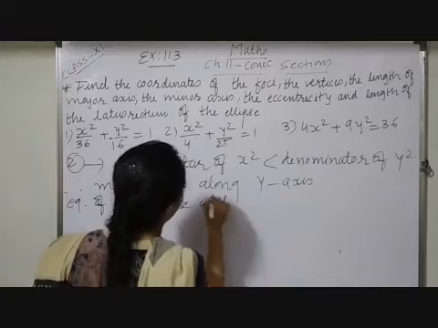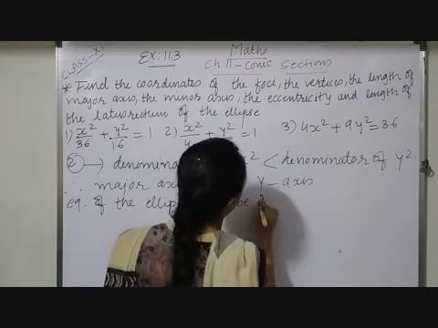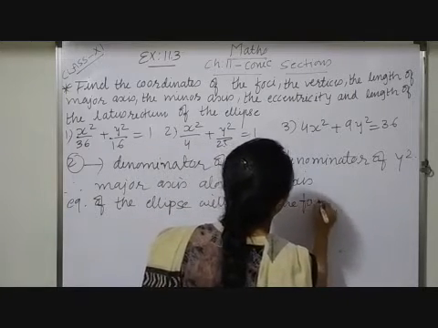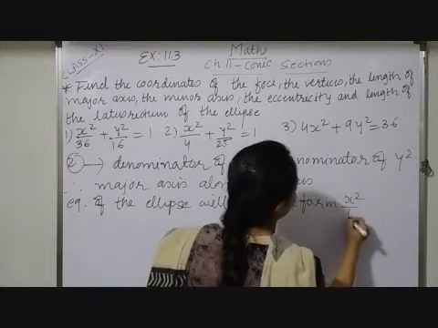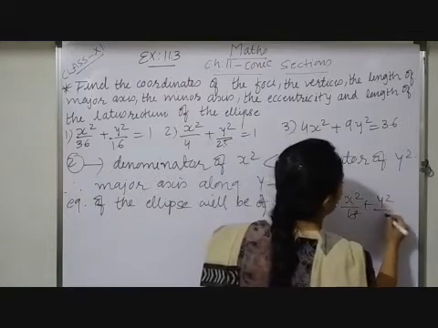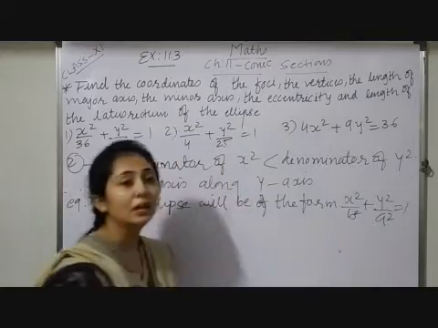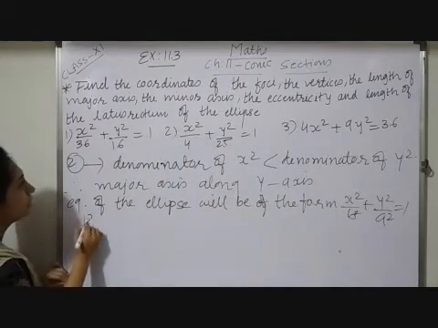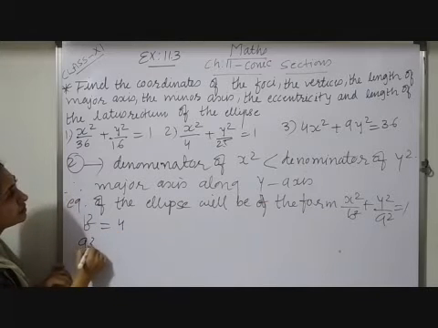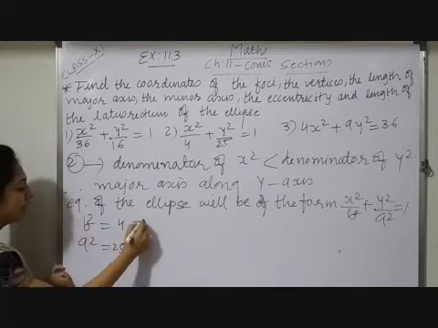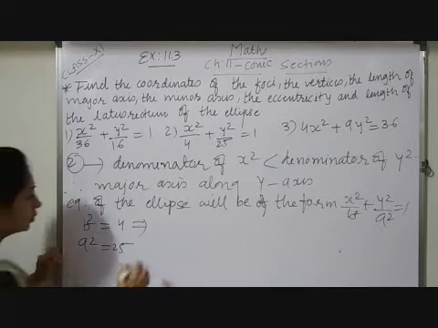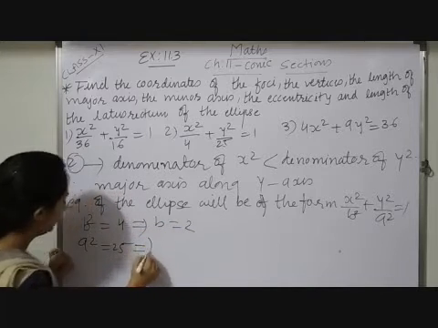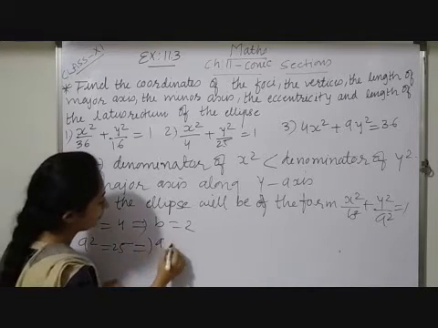Now see, since your major axis is along the y-axis, the equation of the ellipse will be of the form x square upon b square plus y square upon a square equals 1. Now compare this equation and this equation. So we'll get b square equals 4 and a square equals 25, which implies b is equal to 2 and a is equal to 5.